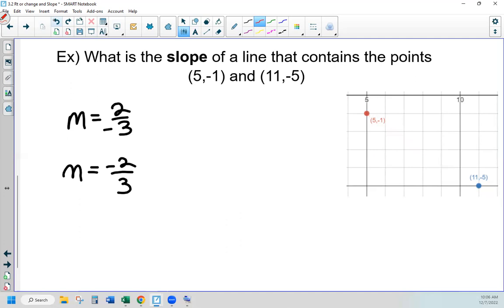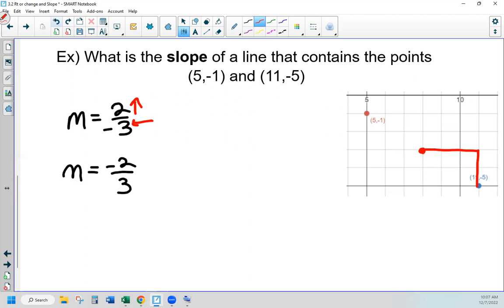If I go up 2 and to the left 3, or vice versa, looking at my negatives, let's see if I can get to it. So rise of 2. So 1, 2, that lands me here. And then, so I went up 2. That means I have to go left 3 if I'm looking at that one. 1, 2, 3. Okay, that means that there's a point right here on that line.